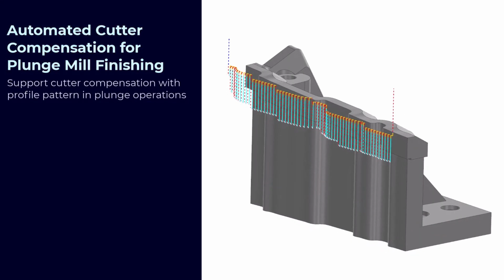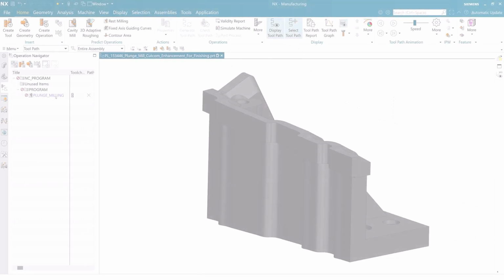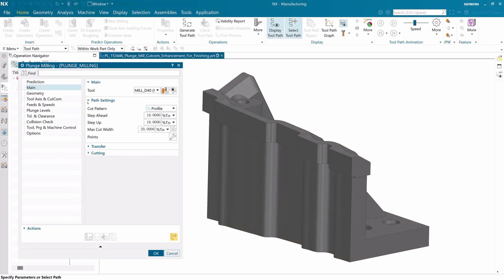Plunge mill is enhanced to support cutter compensation when generating tool path with the profile cut pattern when finishing wall geometry. With this new enhancement, Plunge Mill could automatically decide the cut-com left-right direction based on the wall geometry material side. Edit the plunge milling operation, make sure cut pattern is set to profile.